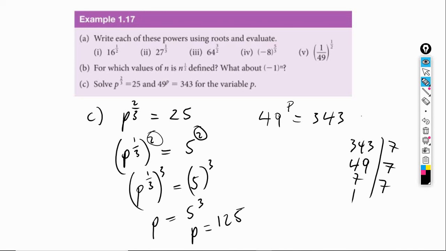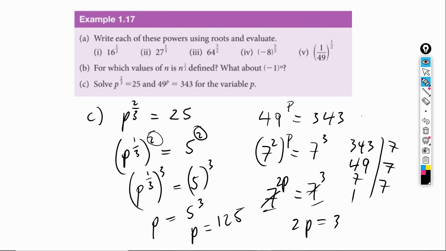Okay, and notice that 49 is 7 squared, so we can write this as 7 squared to the power of p is equal to 7 cubed. But this is the same as saying 7 to the power of 2p is equal to 7 cubed. Once we have this situation where we have the same base on both sides, then what we really have to solve is simply 2p is equal to 3. Therefore, p is equal to 3/2.